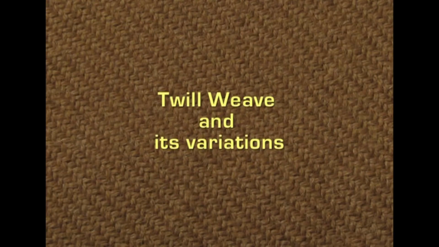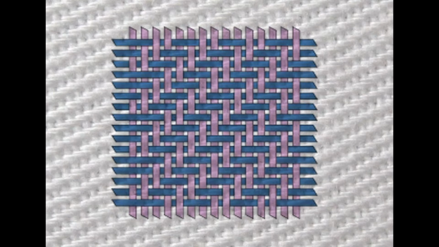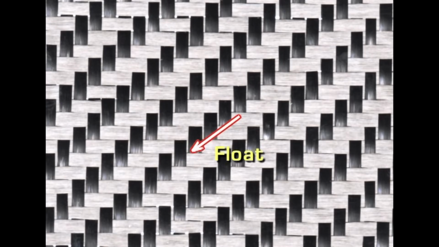Twill weave and its variations. It is the second basic weave which is very strong when compared to the plain weave. It is characterized by having diagonal lines which are called veils on the surface of the fabric, and this is due to the presence of the floats. A float is a portion of the yarn which will miss the interlacement and go over 2 or 3 yarns and then get interlaced, and so this portion of the yarn that misses the interlacement is called as the float.